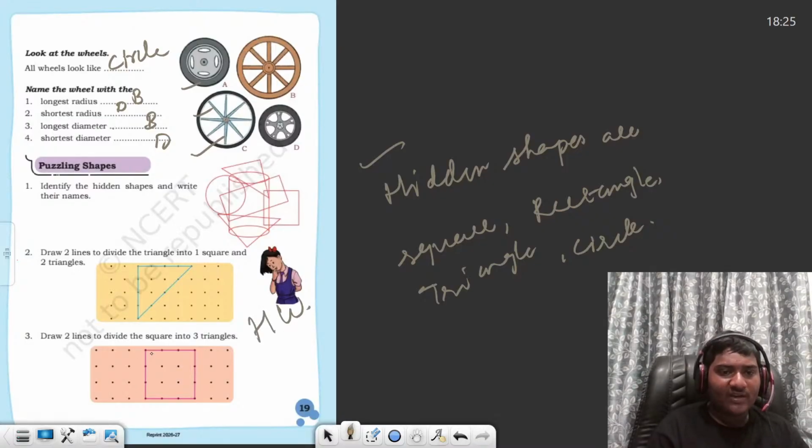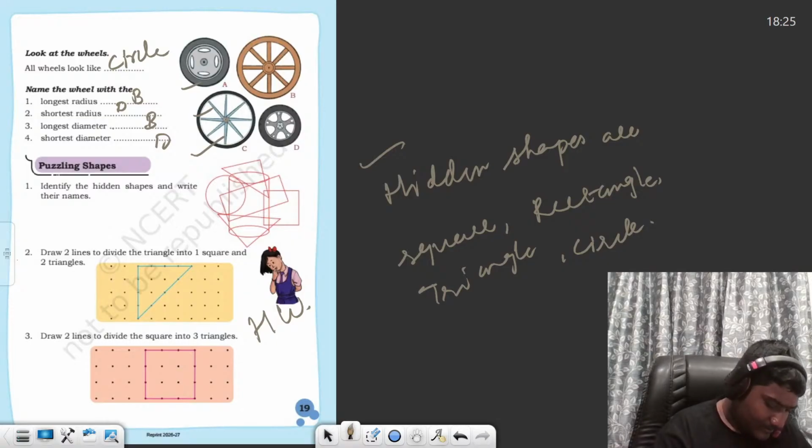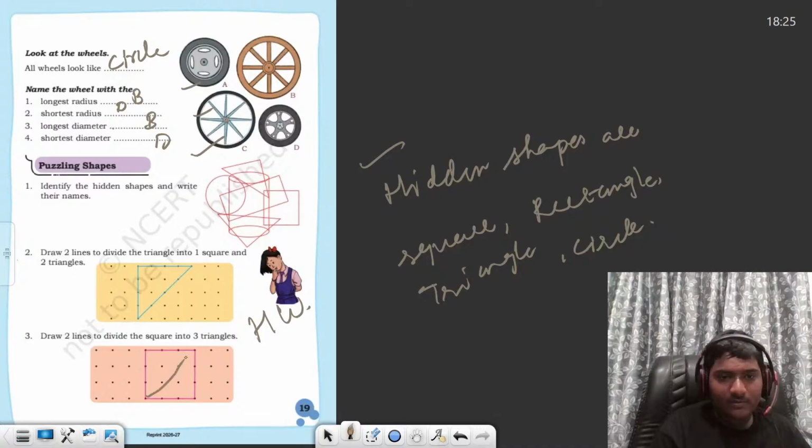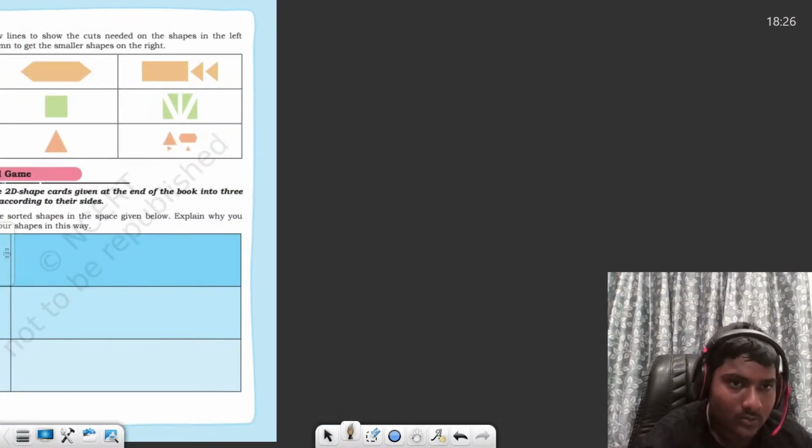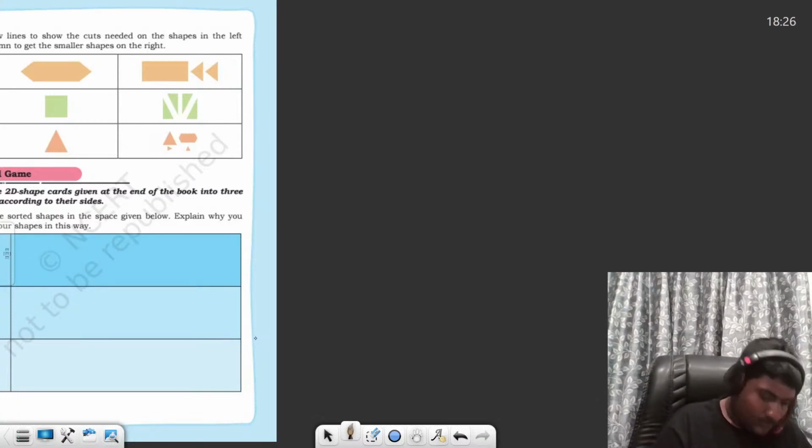Draw two lines to divide the square into three triangles. Yes, this will be... Next question. You have to divide it. This is also easy. As I'm unable to draw properly, make sure to adjust. Try to copy what is there in the book. This will be yours. Okay.